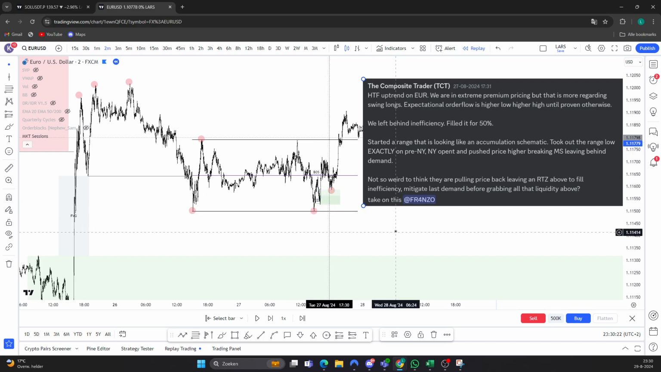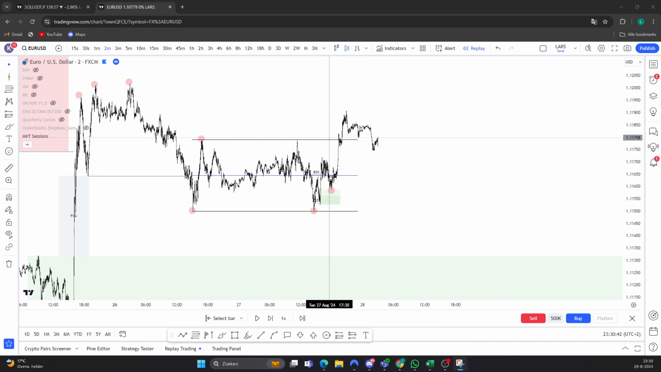And that's exactly what happened. Once you understand timing, combined with TCT schematics, especially on forex and commodities, but euro, in my opinion, the best pair, you're literally trading with the market makers. Literally, you're trading with them.